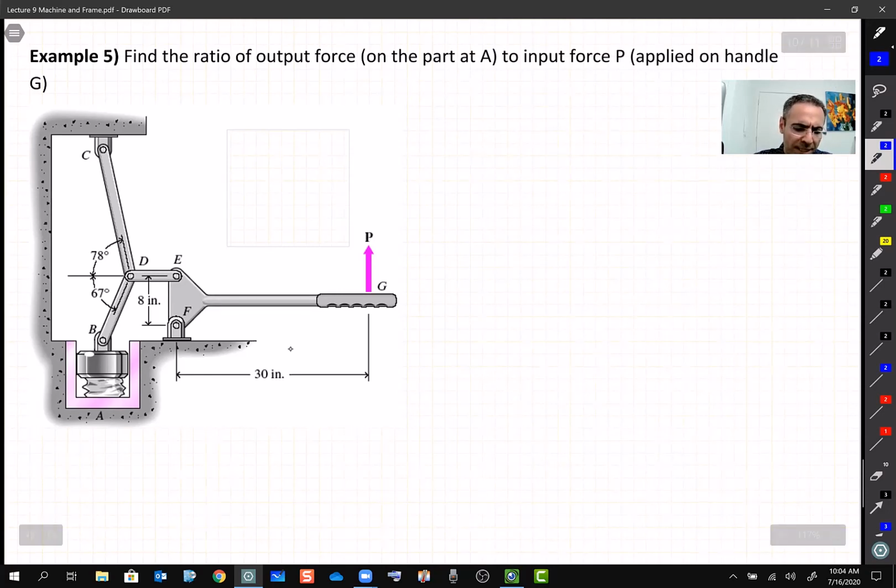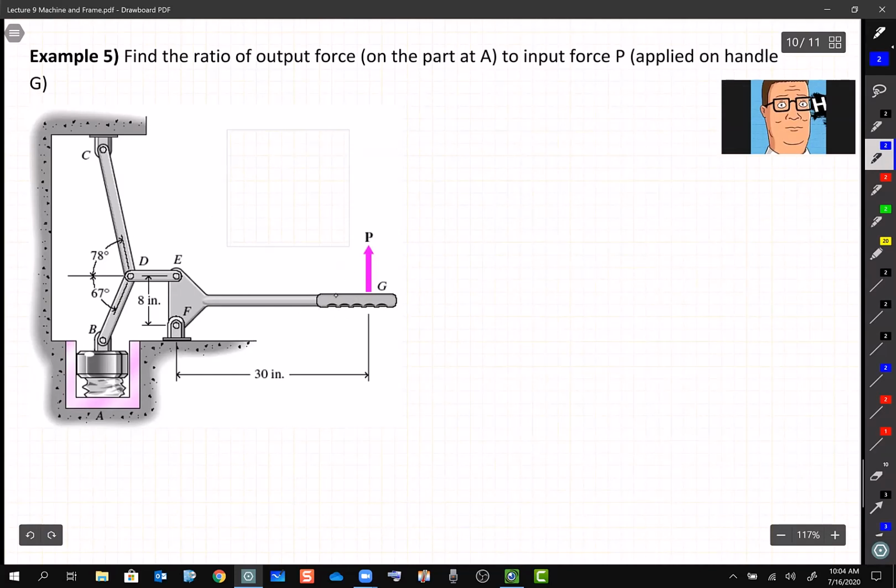By the way, you guys can see my cursor when I move? Yes or no? Yep. Yeah, okay, good.